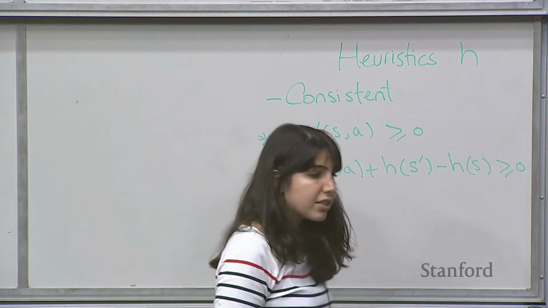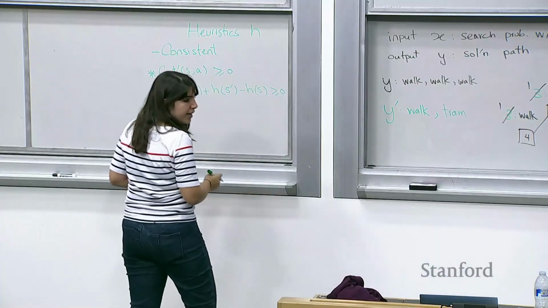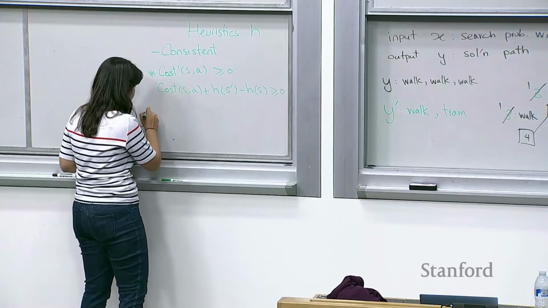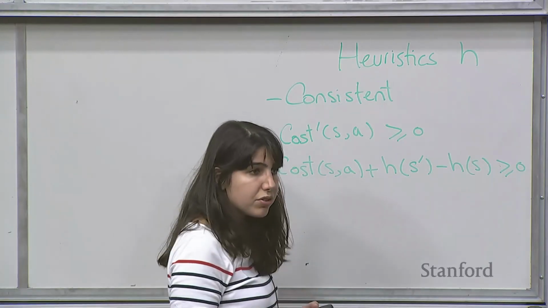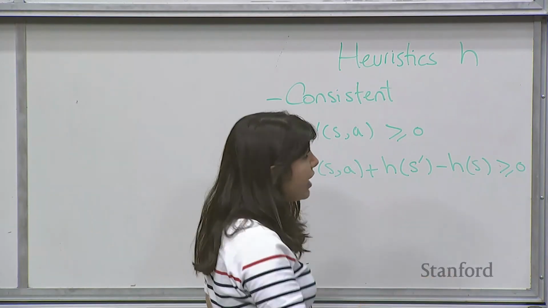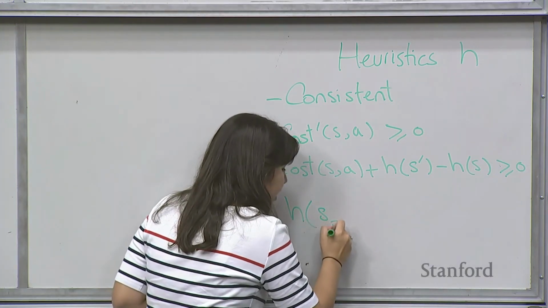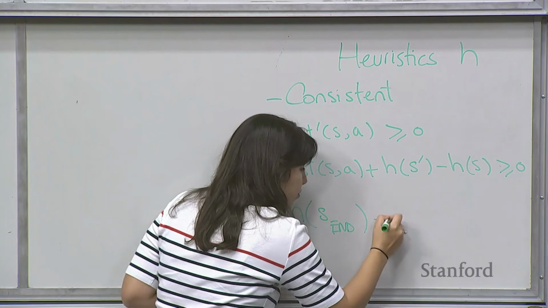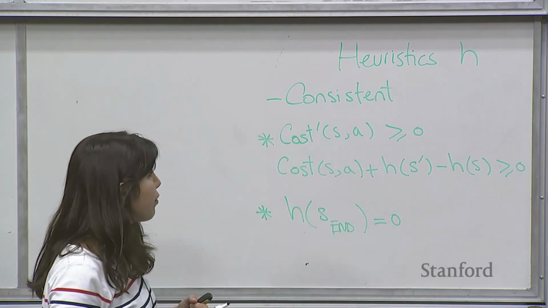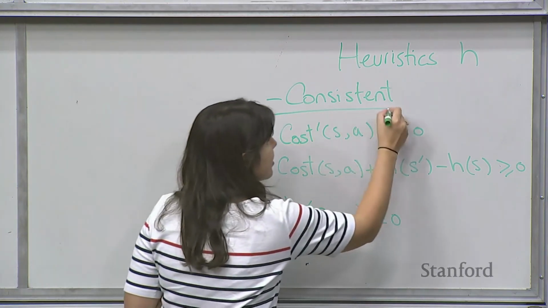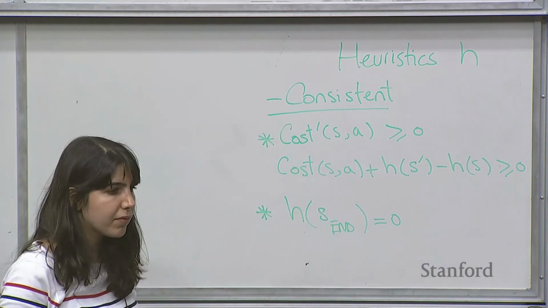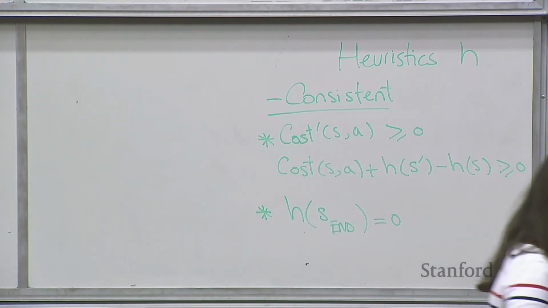And then the second condition is that the future cost of S end is going to be equal to 0, right? Because the future cost of the end state should be 0. So then the heuristic at the end state is also equal to 0. So these are the properties that we would want to have if we want to talk about consistent heuristics.